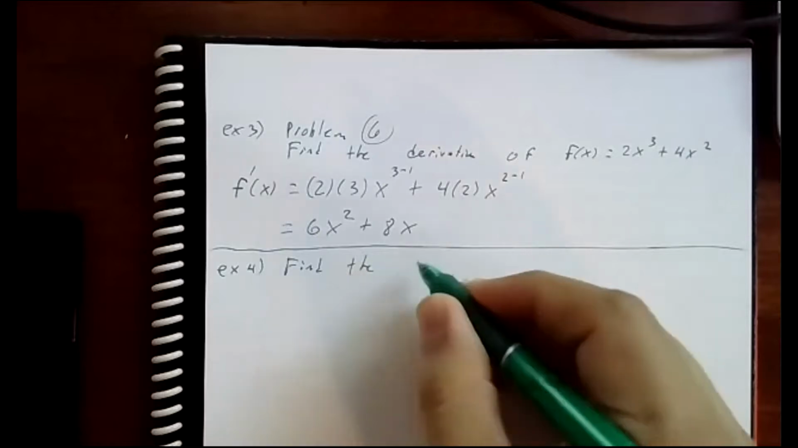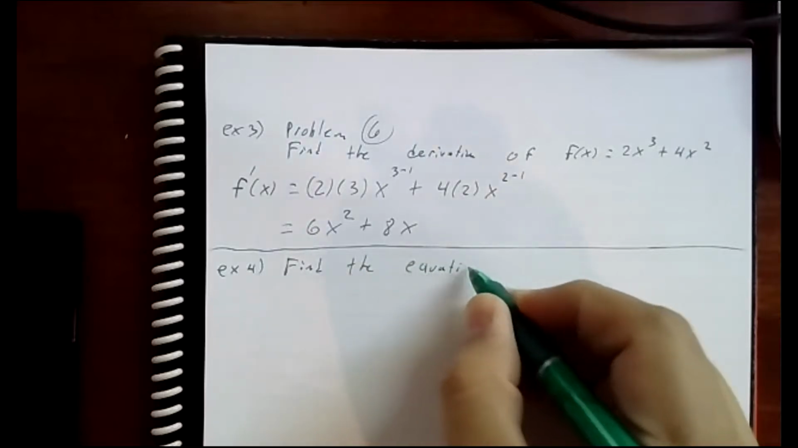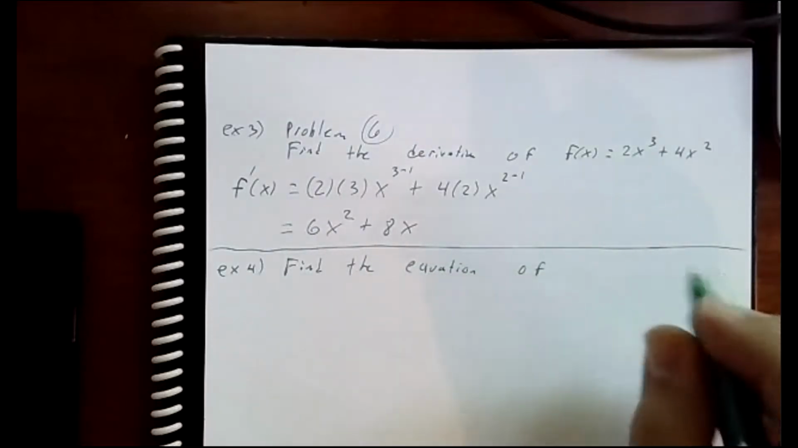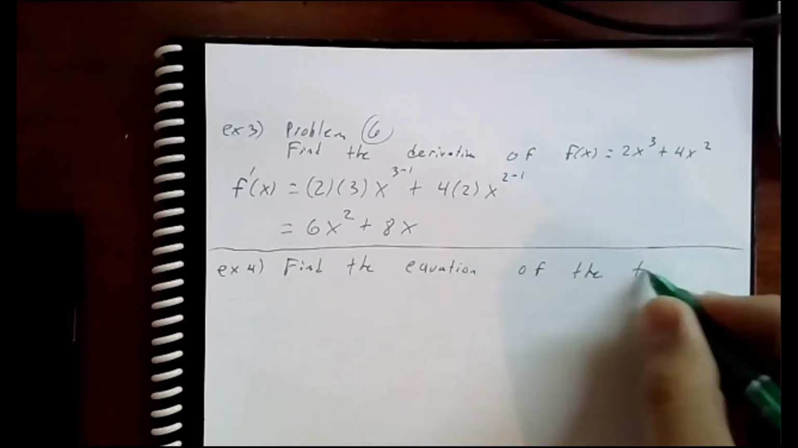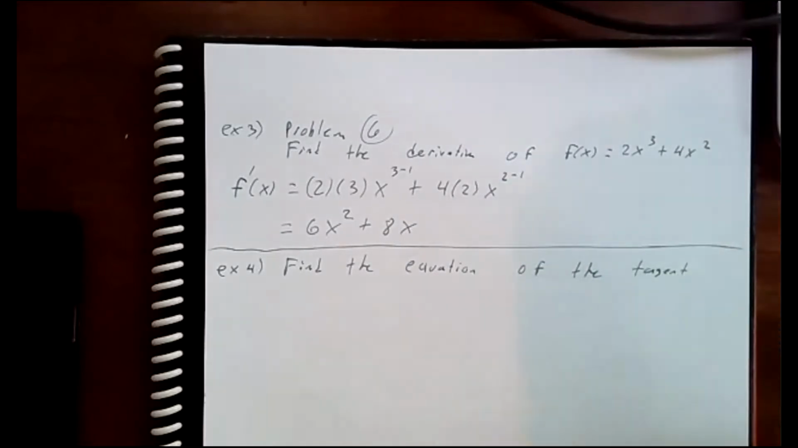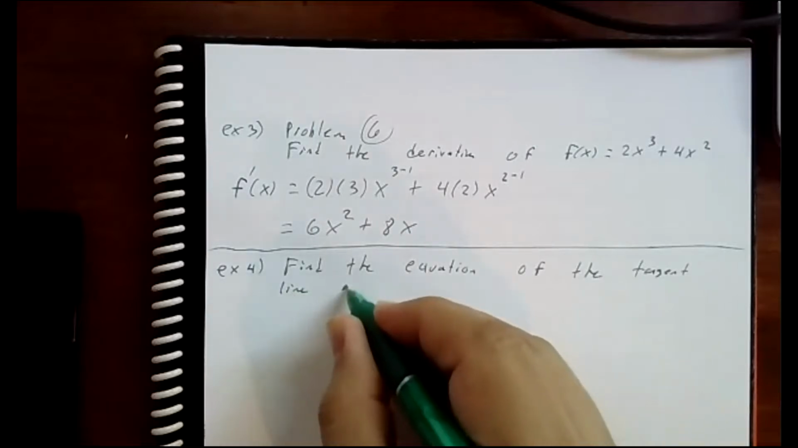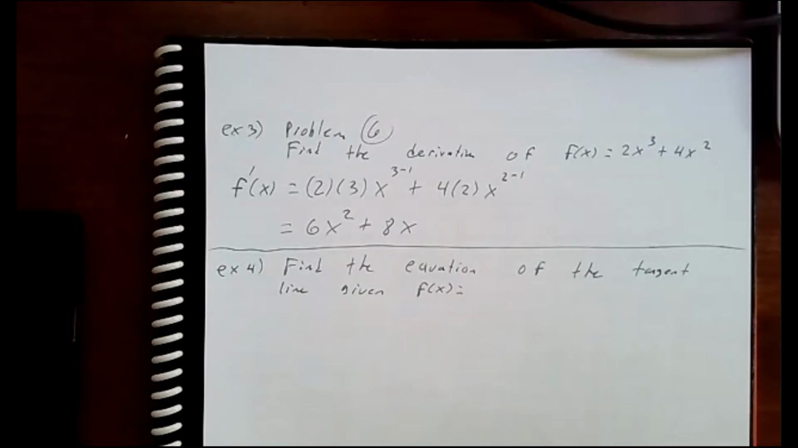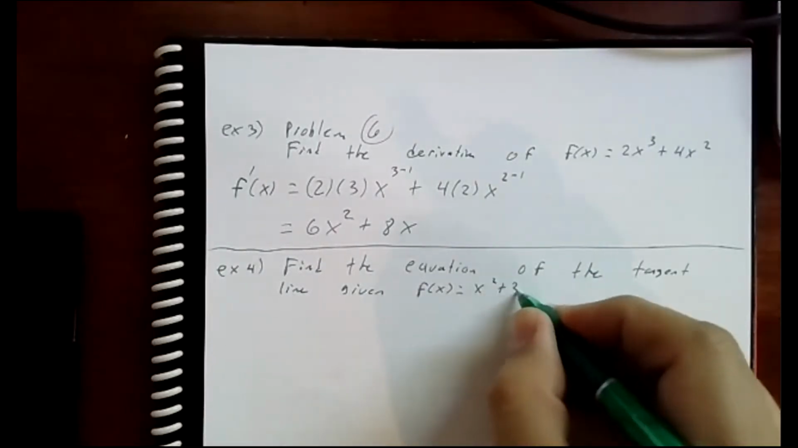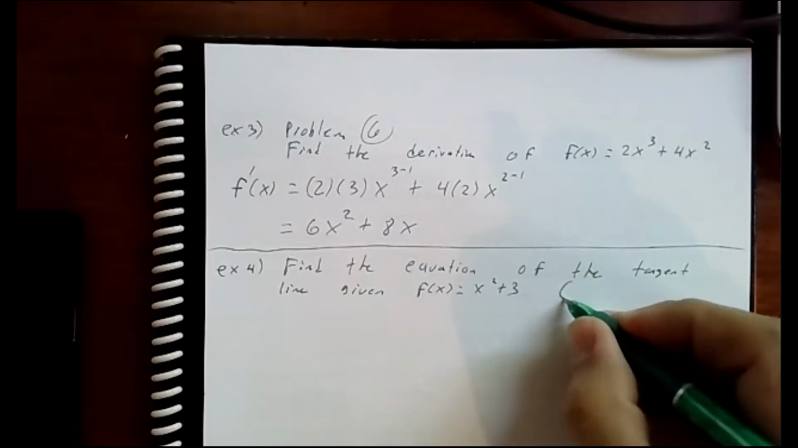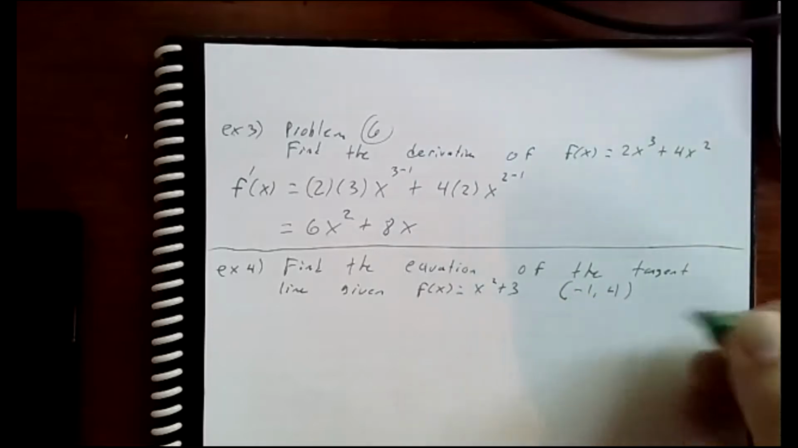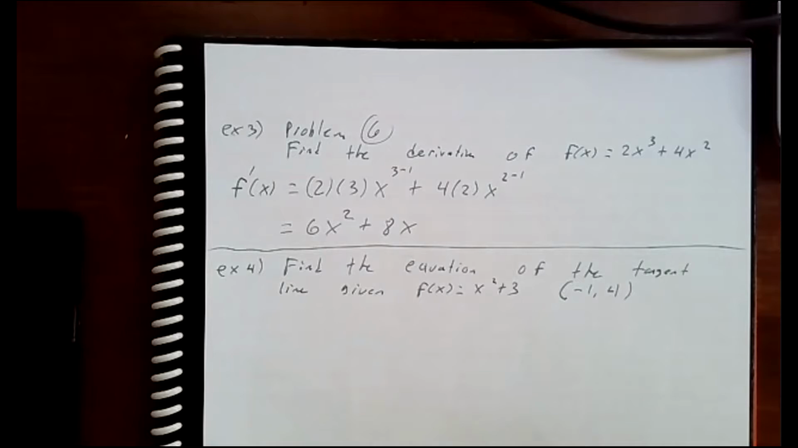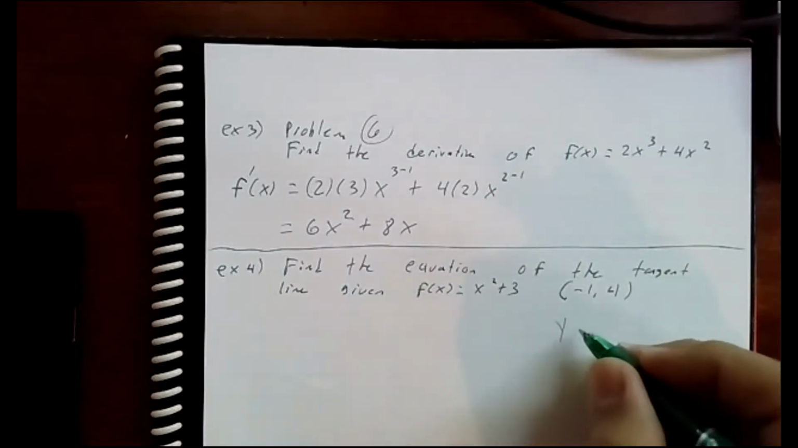Find the equation of the tangent line given that f of x is equal to x squared plus 3, and they give you a point of -1, 4. Okay, so first thing you have to do is find the derivative, plug in the x to get the slope. So we're basically looking for this, right?